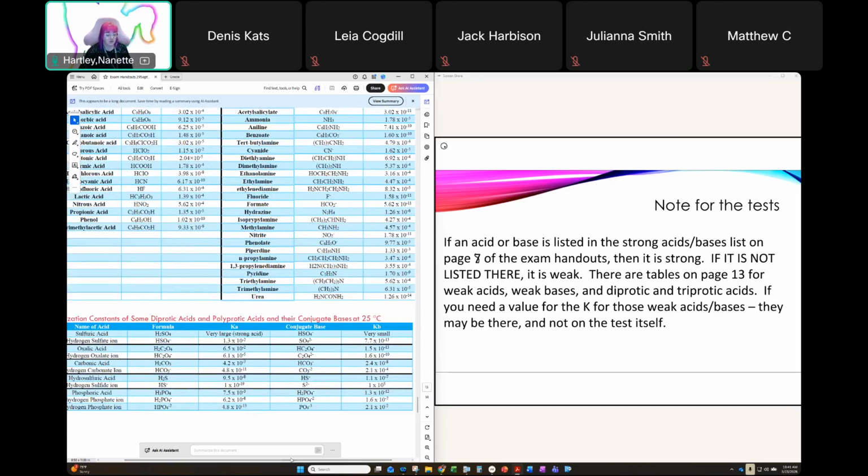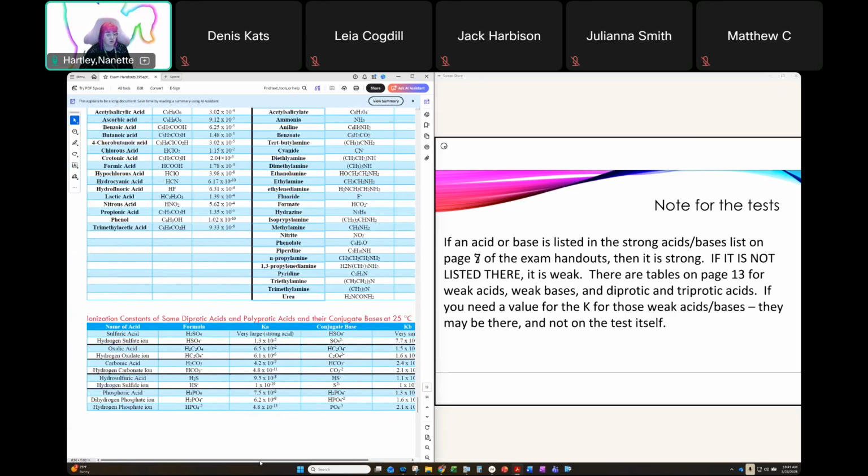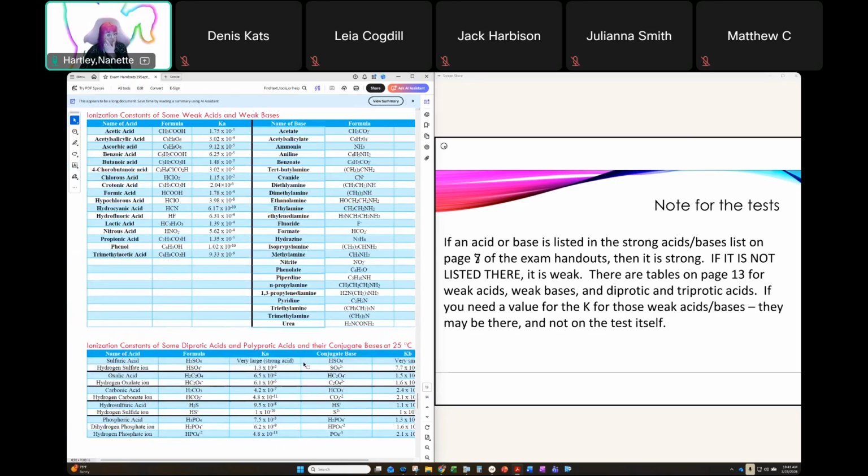They have K values for you, and that's because you'll need to work with those K values to be able to do some of the solving that we're going to be doing. So here's some weak acids and some additional weak bases that are listed here. We also have some for polyprotic acids. But just because you don't see it in that list doesn't mean it's not weak. Okay, so if it's not in that strong list, it is weak. Cool with that.